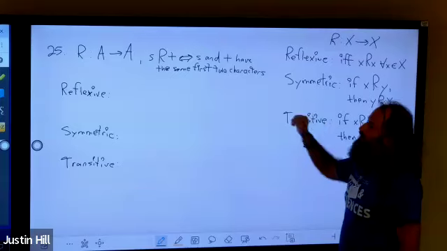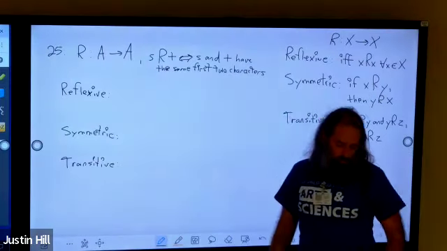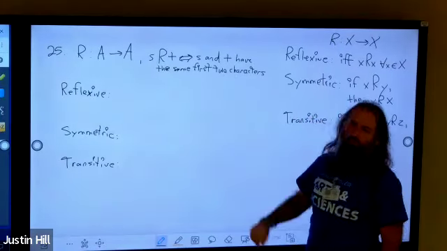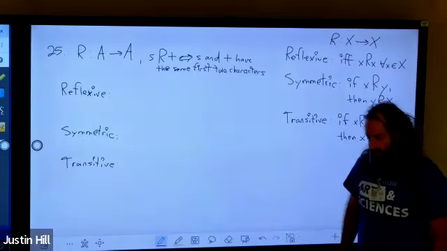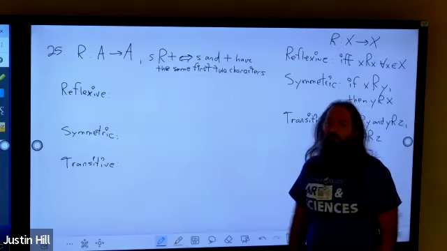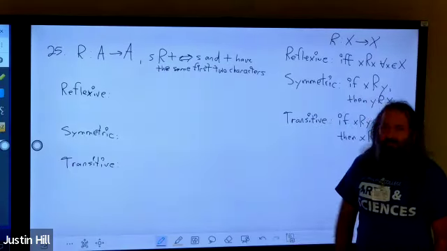So for reflexive, I want to know, is every string, in this case, string in A, string of length 4, related to itself? So does every string have the same first two characters as itself? What do you guys think? Good, that's pretty obvious. An object obviously matches itself. And that's essentially going to be our proof.